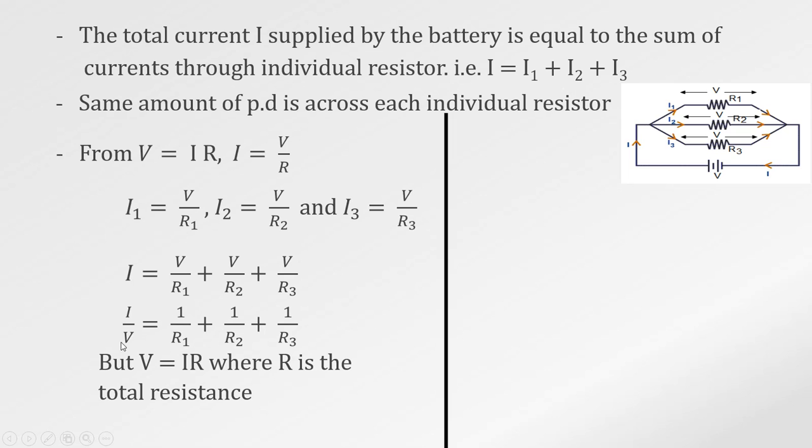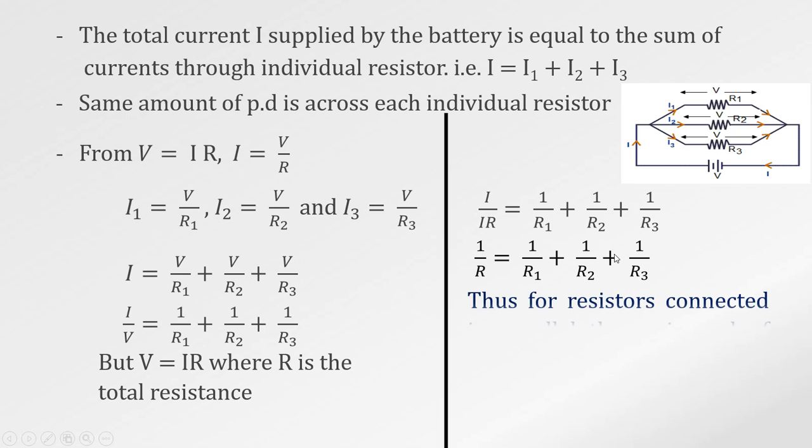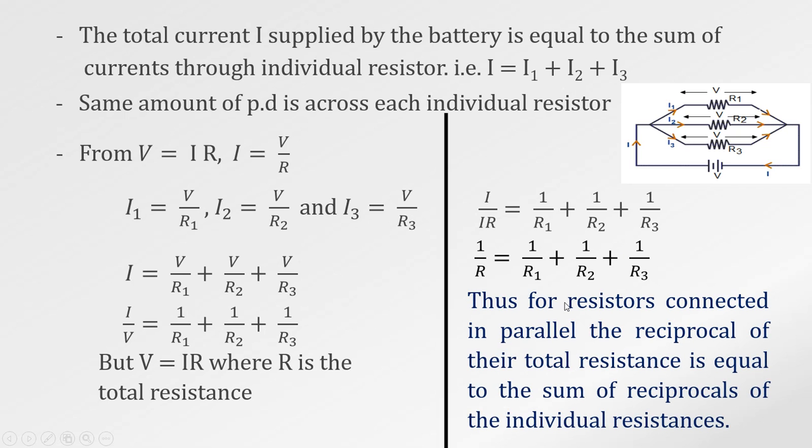So this is the PD and this is the current. If I want to get this PD, I can get the total resistance R times this current. So when I substitute, I get this expression, and this I will cancel with this one and remain with 1 over R is equal to 1 over R1 plus 1 over R2 plus 1 over R3. Thus, from this expression, dear learners, what do you note?